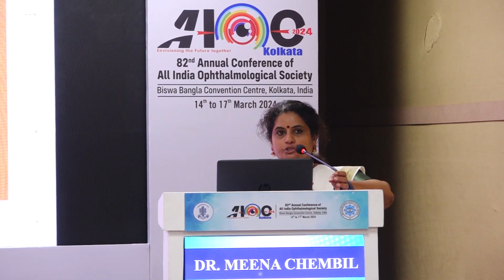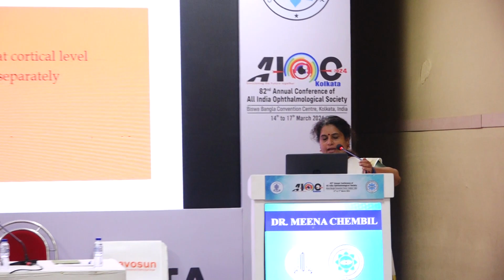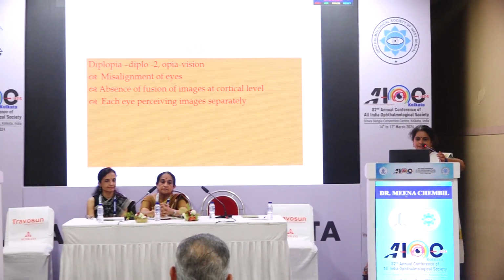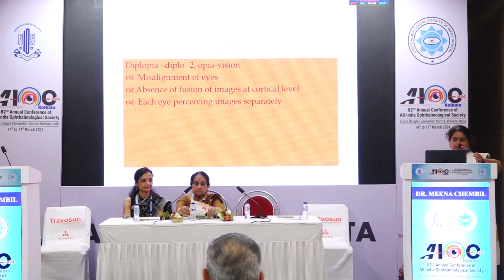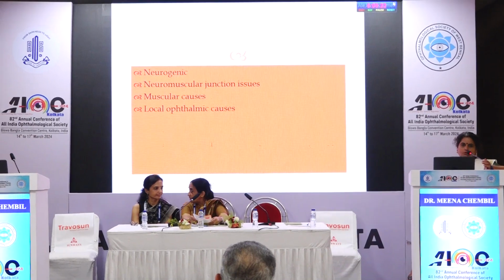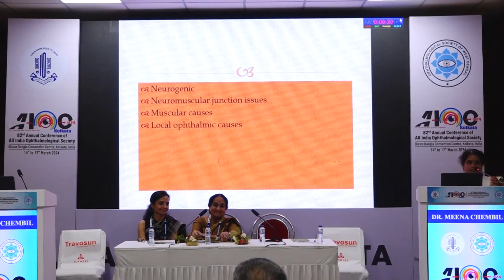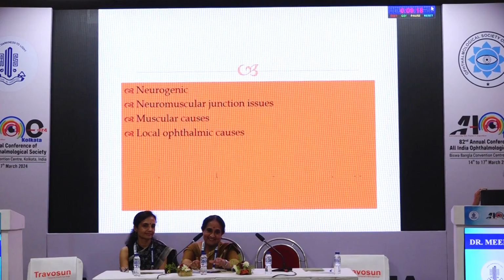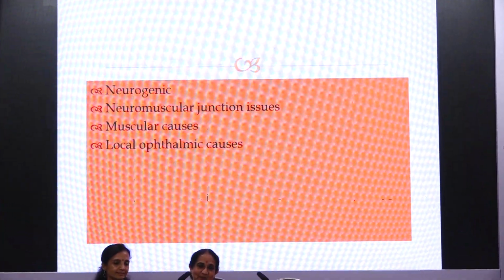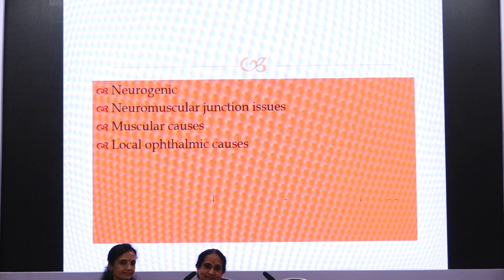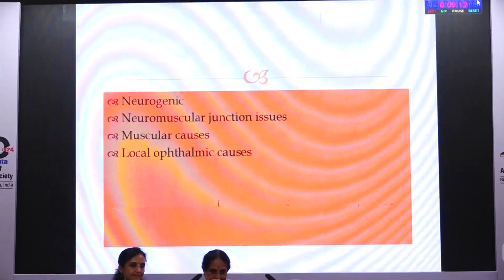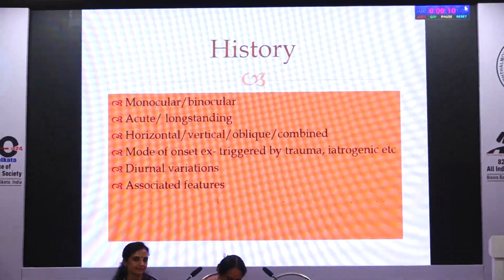Double vision, or diplopia, is usually due to misalignment of the eyes with an absence of the fusion of images at the cortical level, and each eye perceiving images separately. So it need not always be due to misalignment. It can be due to neurogenic causes, and it can start from the nerves, the neuromuscular junction, or the muscle itself, and also local ophthalmic causes. So how to approach a patient with double vision?